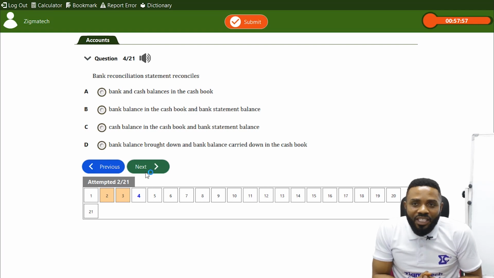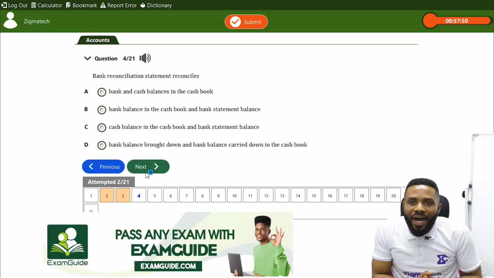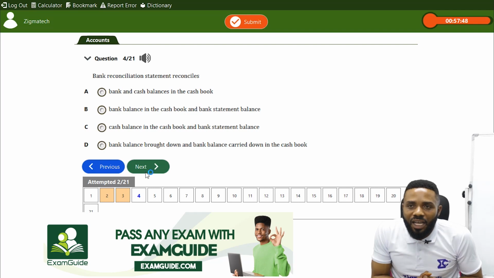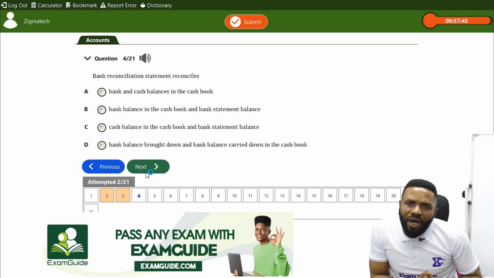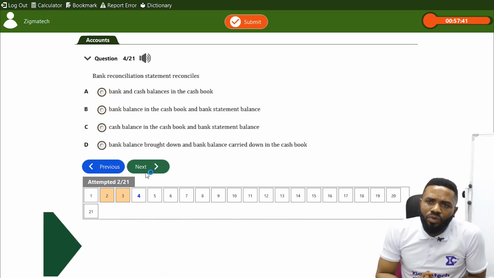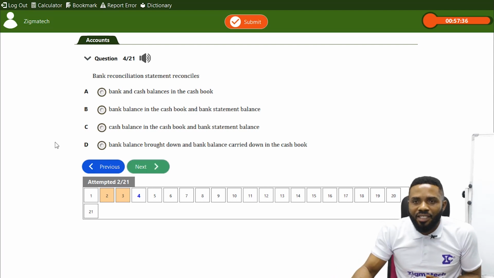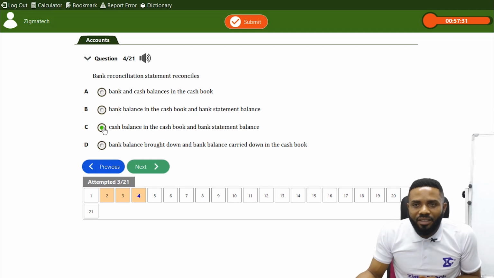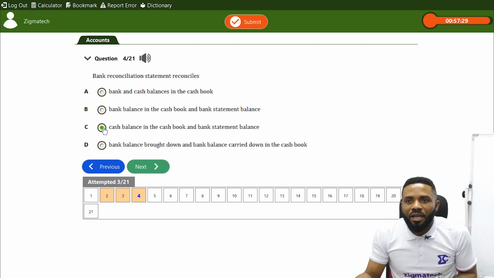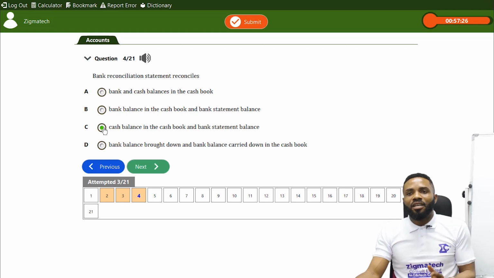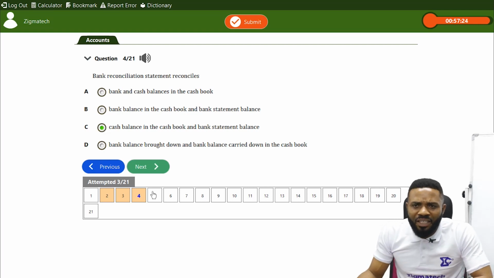If you look at B, it said bank balance in the cash book and bank statement balance. That's not correct. It's going to be cash balance in the cash book and bank statement balance. So C is the answer. The answer is cash balance in the cash book and bank statement balance. That is the answer. Let's take the fifth one.